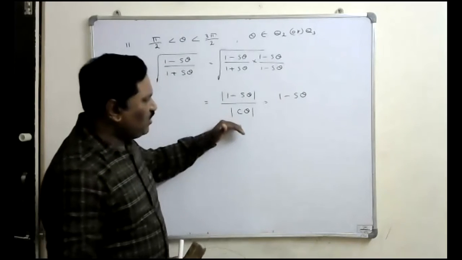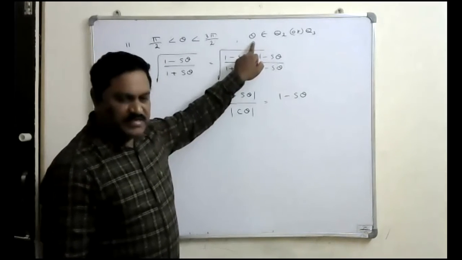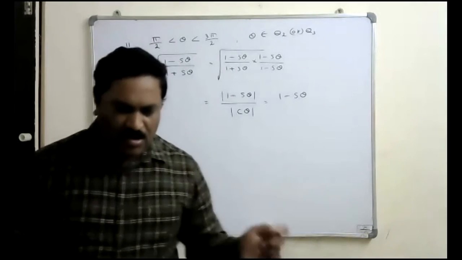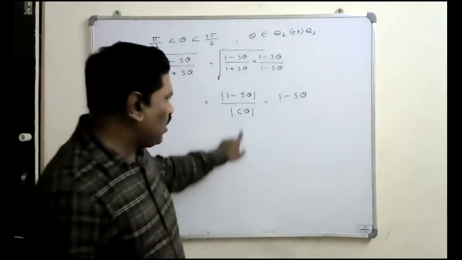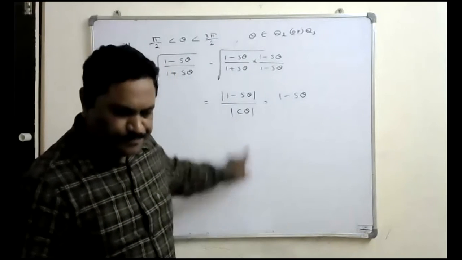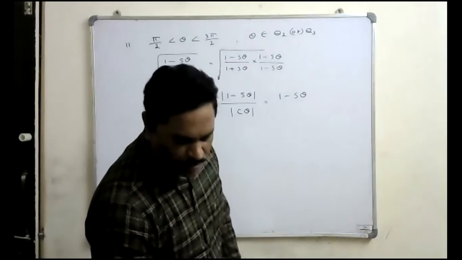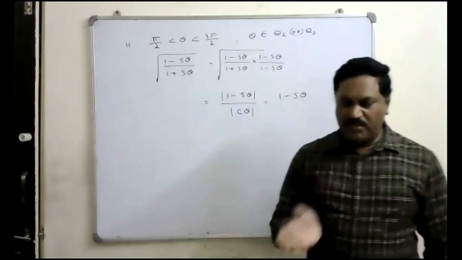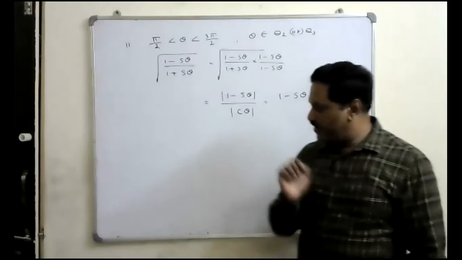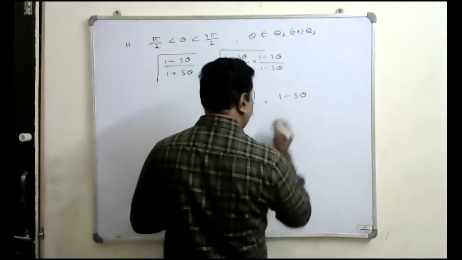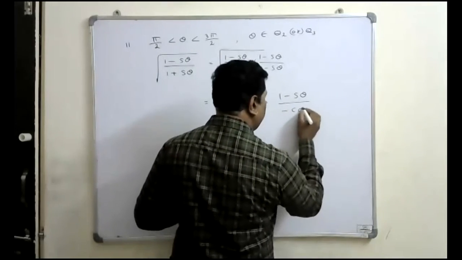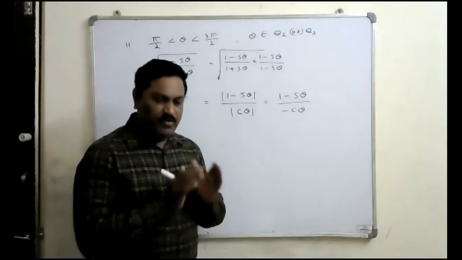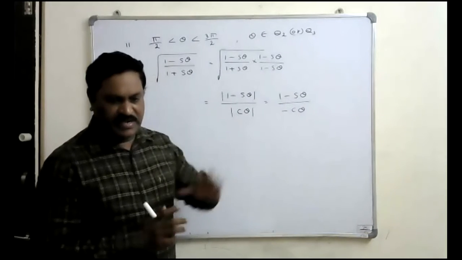But if you come to the denominator, theta lies either in the second quadrant or in the third quadrant. In both quadrants, whatever the cos, positive or negative? Negative. Cos is negative either in the second or third quadrant. If it is negative, then mod cos theta, we can write minus cos theta. If any function is negative, if you remove the modulus, you have to take the minus sign.